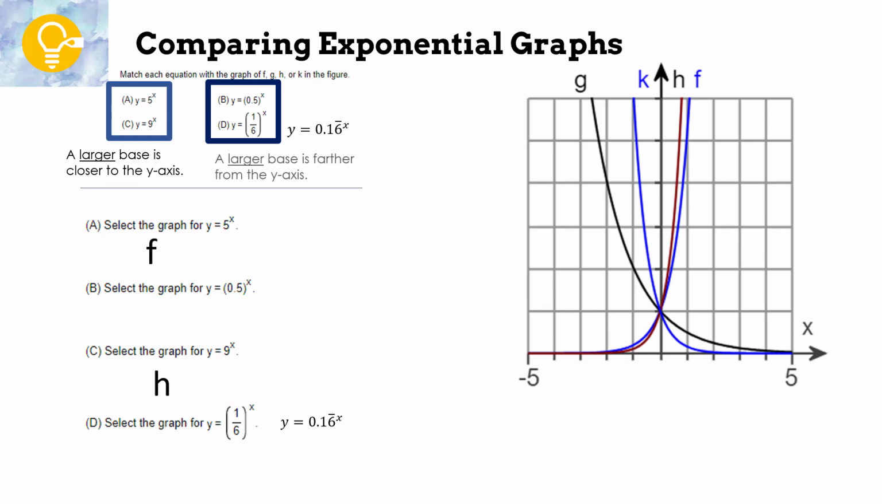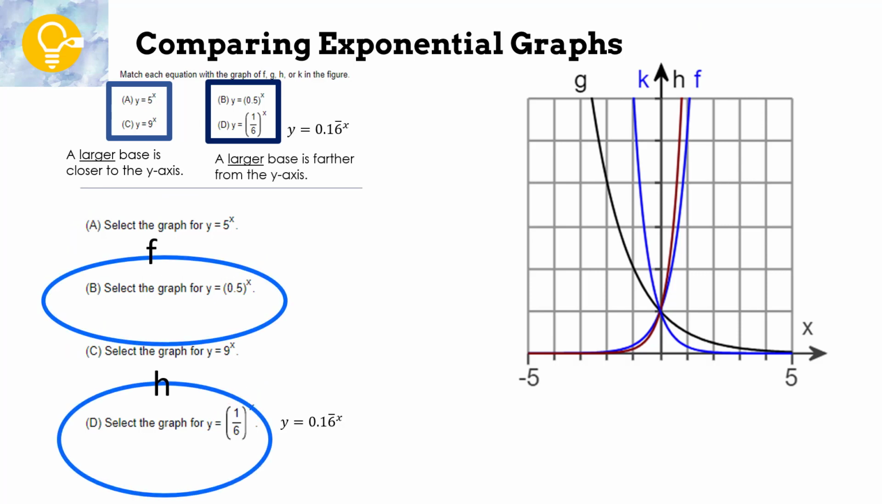Let's look at B and D. The larger base is farther from the y-axis. I have 0.5 and 0.16. Which is larger, 0.5 or 0.16? That is going to be farther from the y-axis. So hopefully you said B is g, or y equals 0.5 to the x is the farthest out. You're correct. And then D is k. Cool.